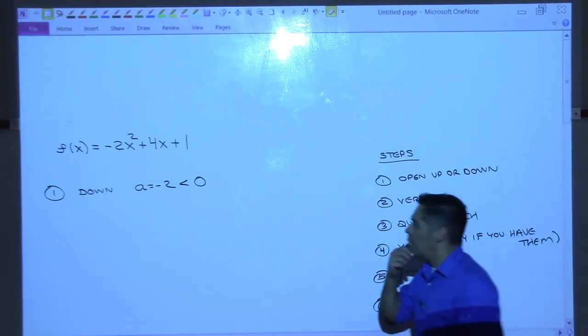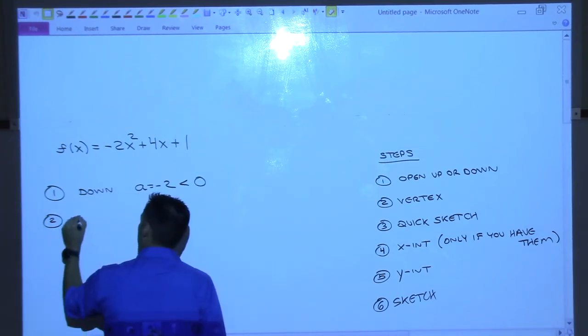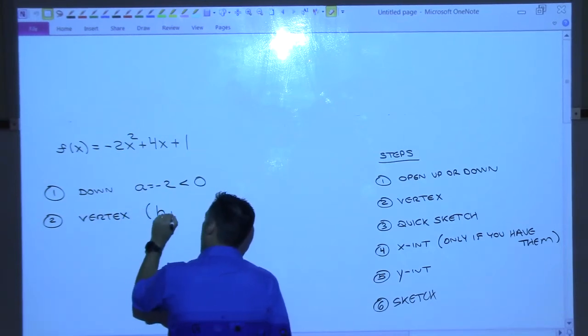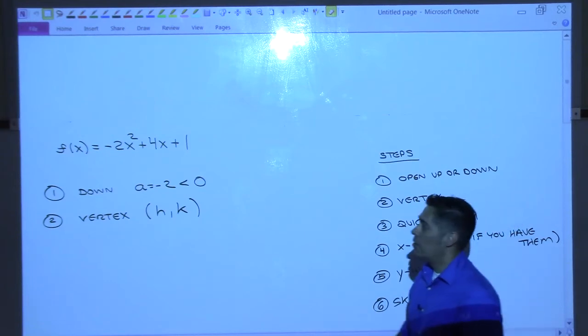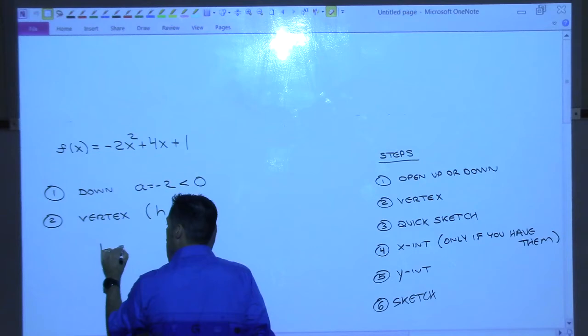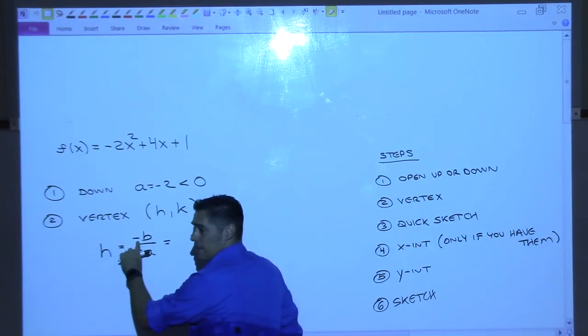Okay. Now, second step is to find the vertex. So who wants to tell me how I'm going to find H and K? Okay, so you're finding H first, right? So we want to calculate H. You said that's -b over 2a. You want to keep going? What is -b?